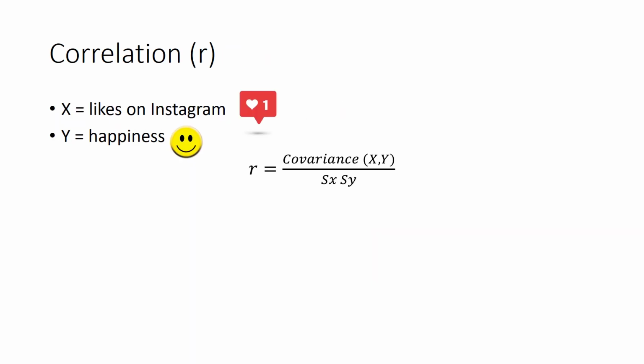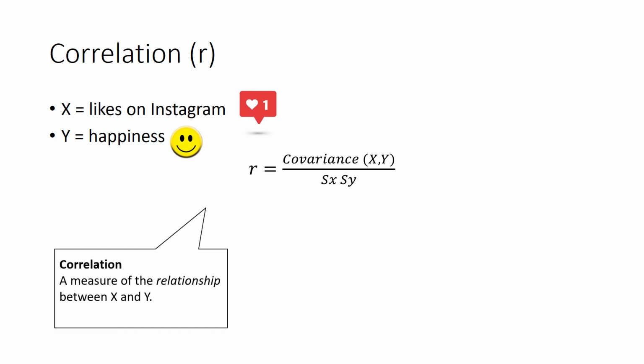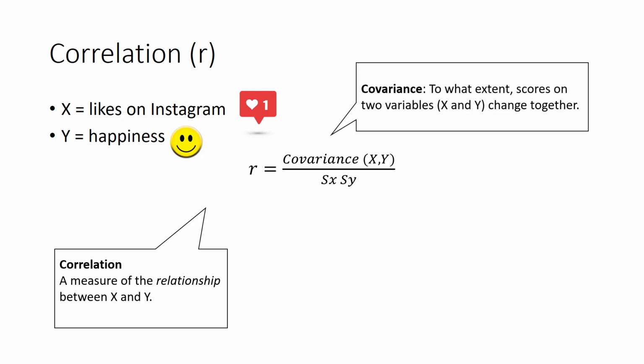The statistics behind correlation is different from t-test or ANOVA. Correlation is a measure of the relationship between two variables, x and y. To calculate the correlation, we first need to estimate the covariance between x and y. Covariance is to what extent the scores on two variables change together. Covariance is calculated based on how scores of x and y differ from their respective means.